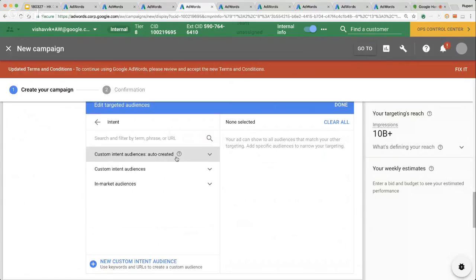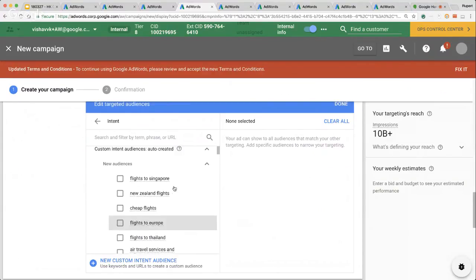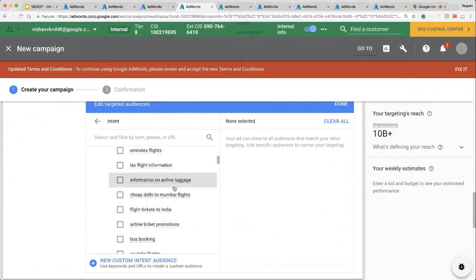You can either use our auto-created custom intent audiences, or you can also create your own. We would actually recommend you do both. The custom intent audience is based on system machine learning, so you'll be able to pick those custom intent audiences based on the system recommendation. You can also do it by yourself by clicking on new custom intent audiences. This is the type of audience we just talked about, where you use the most relevant keywords and URLs and create an audience package.